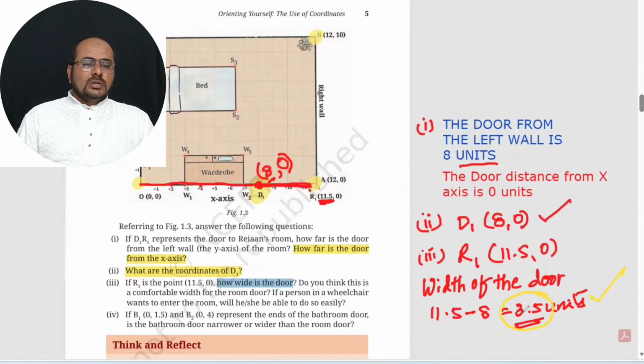So here in our solution it is given as 3.5 feet, 3.5 units. So obviously yes, this is okay. We can consider this 3.5 as the general width of the door. Once again, the question: do you think this is the comfortable width for the room door? Yes, I feel that this is the comfortable width for the room door.